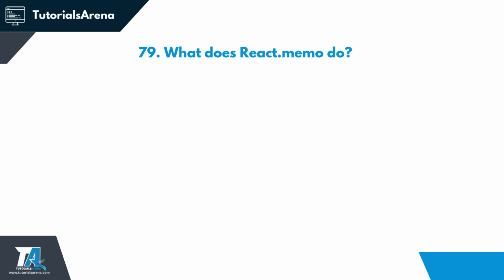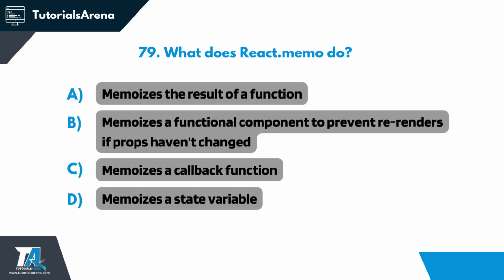Question 79. What does React.memo do? The options are Option A. Memoizes the result of a function. Option B. Memoizes a functional component to prevent re-renders if props haven't changed. Option C. Memoizes a callback function. Option D. Memoizes a state variable. The correct answer is Option B. Memoizes a functional component to prevent re-renders if props haven't changed. Moving on to the next question.